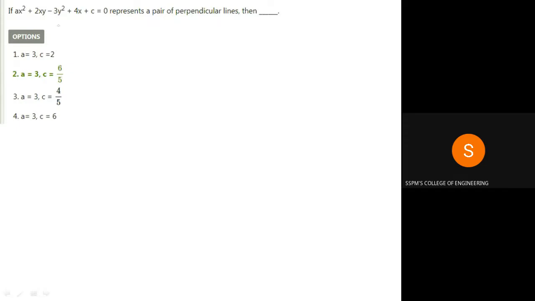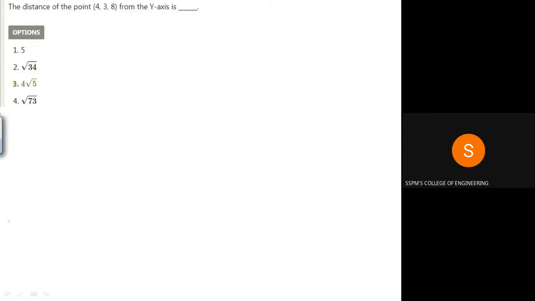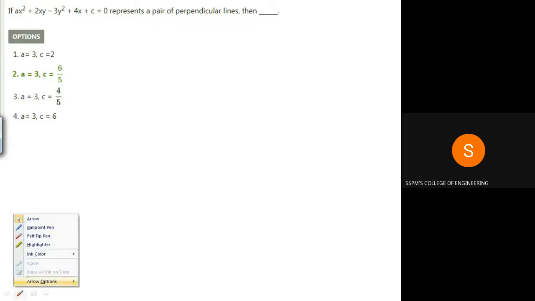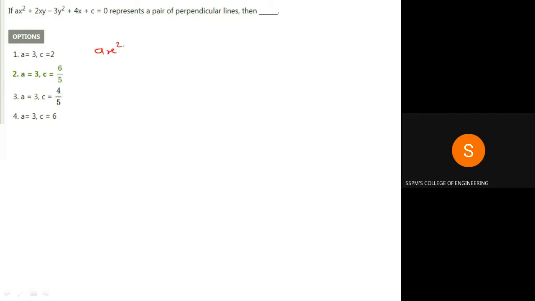Now we will first compare this equation with the standard equation. What is the given equation? The given equation is ax square plus 2xy minus 3y square plus 4x plus c is equal to 0. This is the given equation. Now we will compare it with our standard equation. So what is the standard equation? It is ax square plus 2hxy plus by square plus 2gx plus 2fy plus c is equal to 0. This is our standard equation.